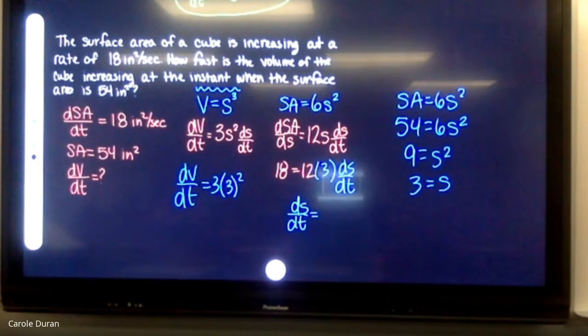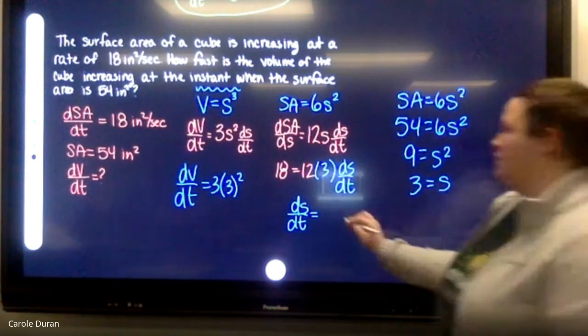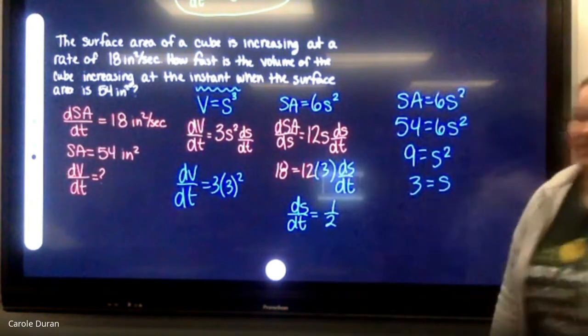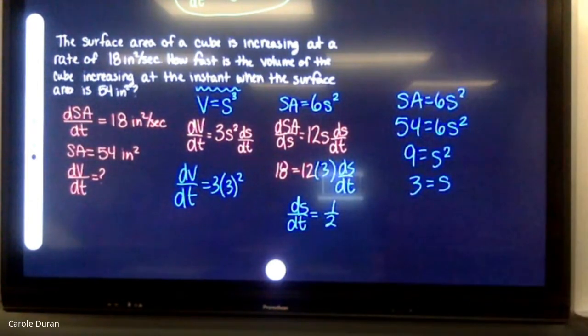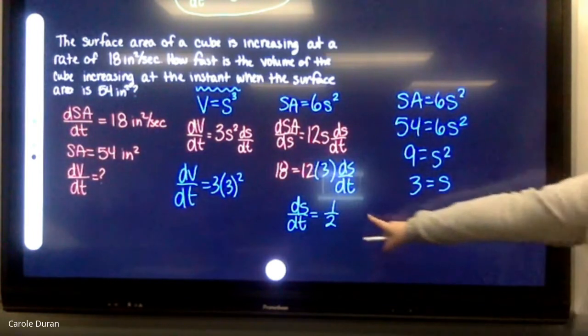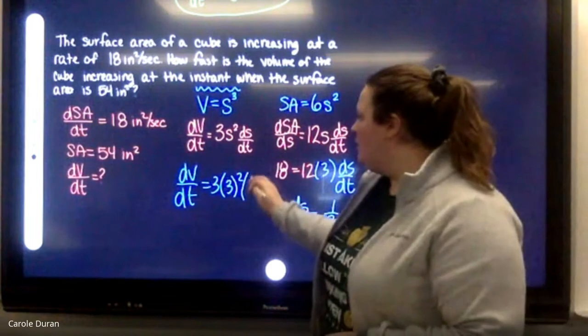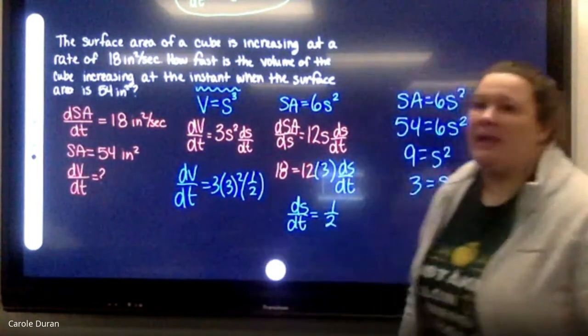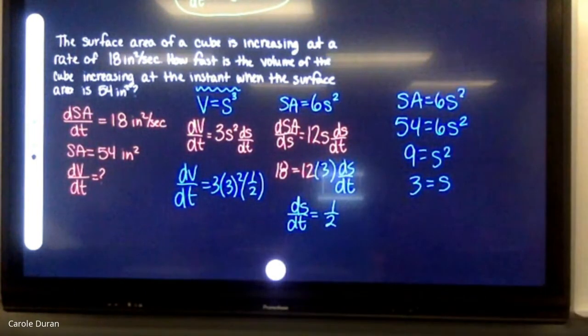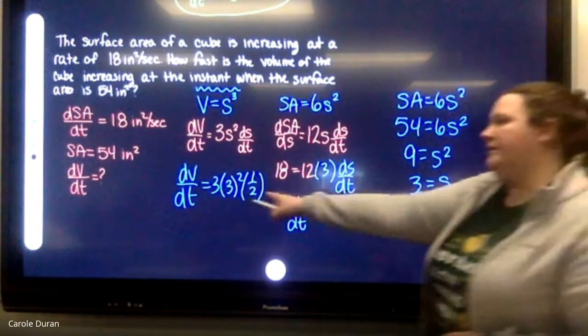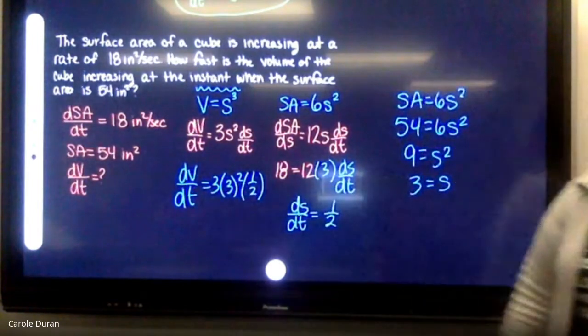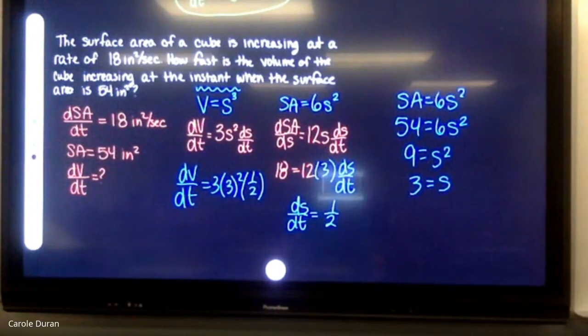So when somebody has an answer for what ds dt is, let me know. I got 1/2. Because you get 18 over 36, which reduces to 1/2 or 0.5. I'm now going to take this ds dt that's equal to 1/2, and plug it in where the ds dt was in my volume derivative. And then I'm going to multiply all of this together and get what my rate of change is for the volume. What do we get?